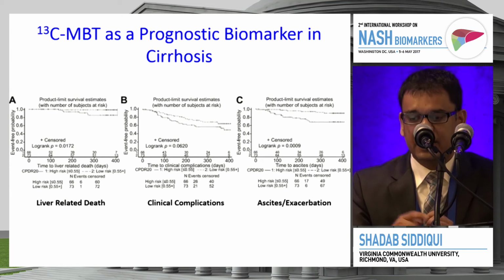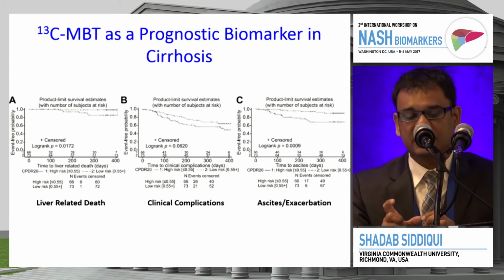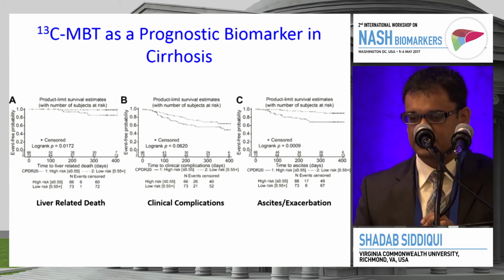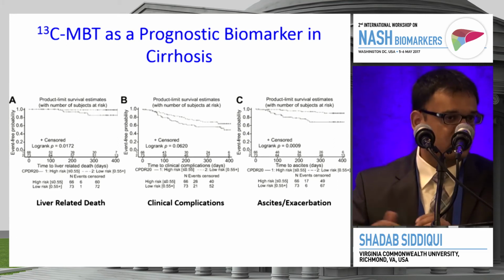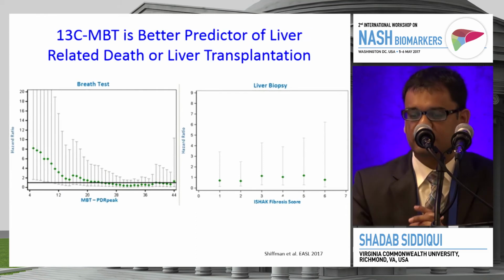And this shows that MBT in this cohort predicted liver-related death. It predicted likelihood of decompensating events. It also predicted the development of ascites and exacerbation of ascites in these patients. Once again, underscoring its potential utility in patients with cirrhosis.